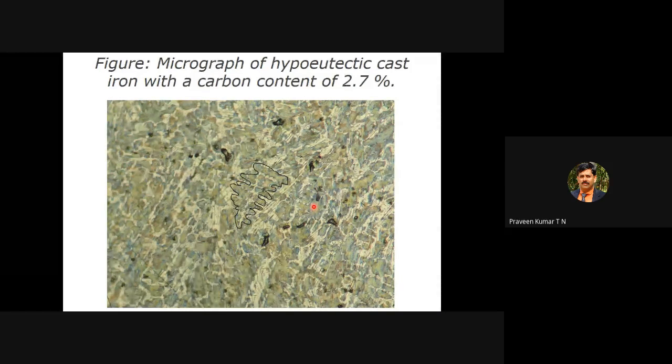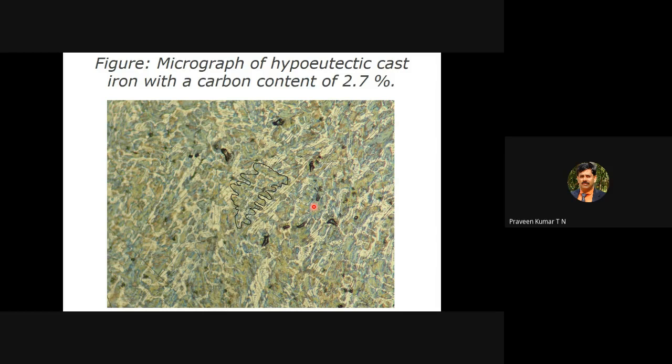If the percentage of carbon is more than 2.1, then it comes under cast iron. Within cast iron, there are two types: one is hypoeutectic cast iron, and one more is hypereutectic cast iron. The eutectic composition is 4.33.